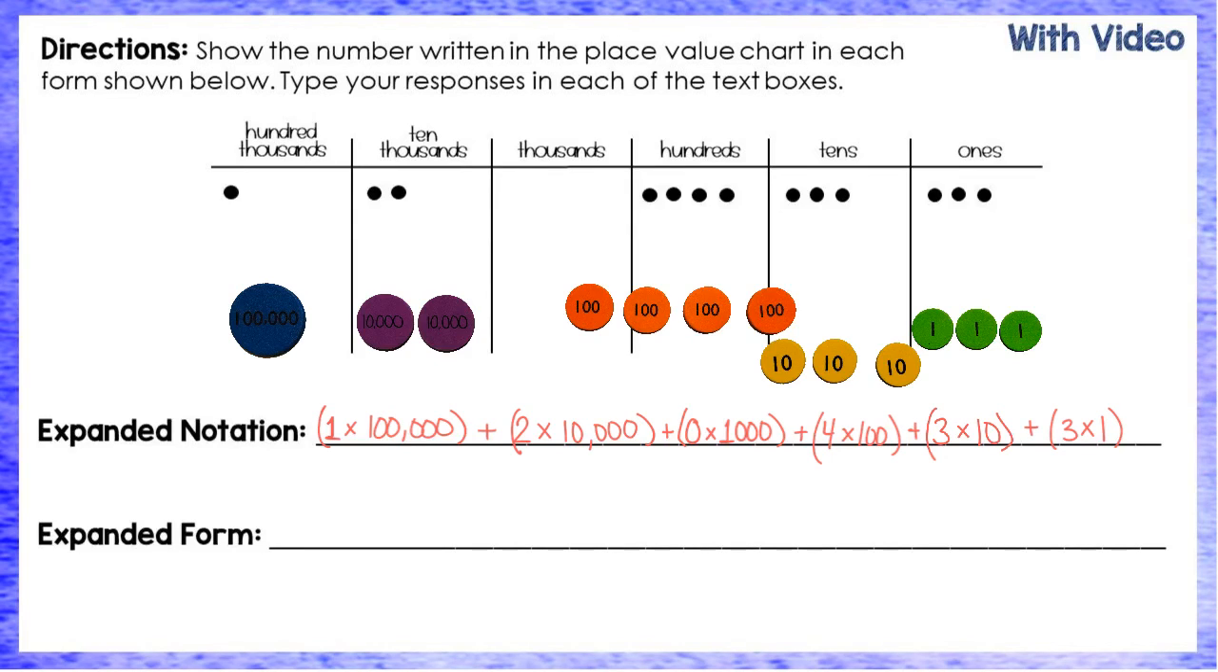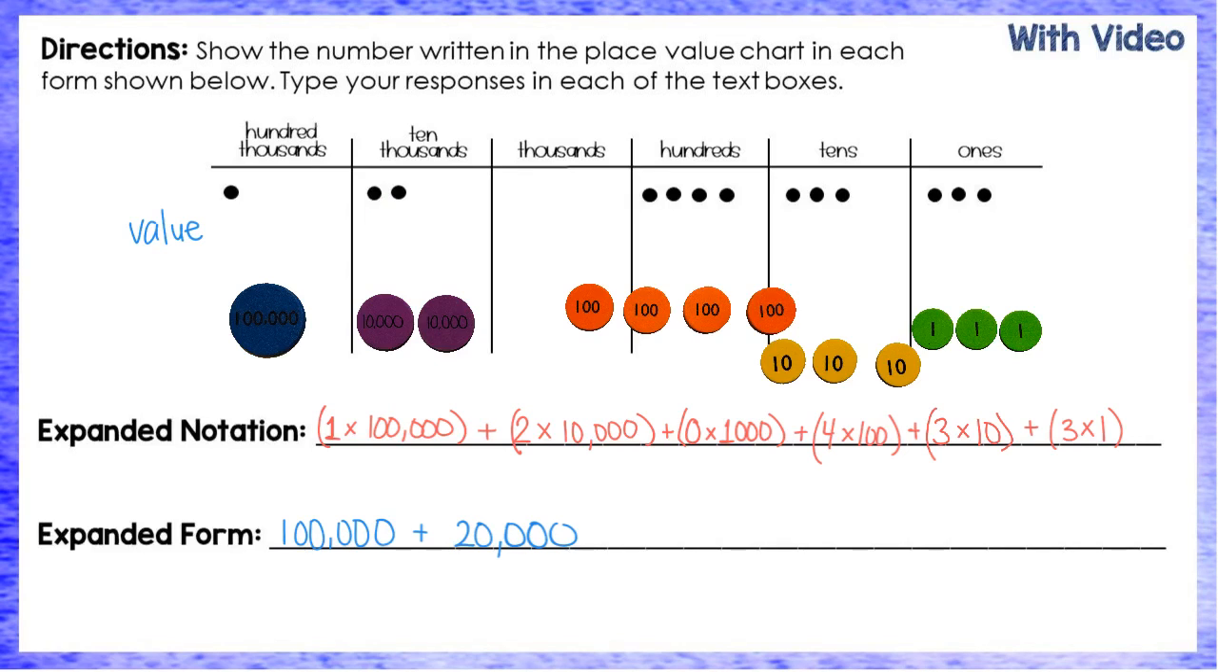Now, expanded form is slightly different. Instead of counting how much each of the dots represent, we're going to say what is the value in this place. So in the hundred thousands place, we just have 100,000. So our value is 100,000. Then in the 10,000s place, we have 2 10,000s. So the total value is 20,000 because 10,000, 20,000.